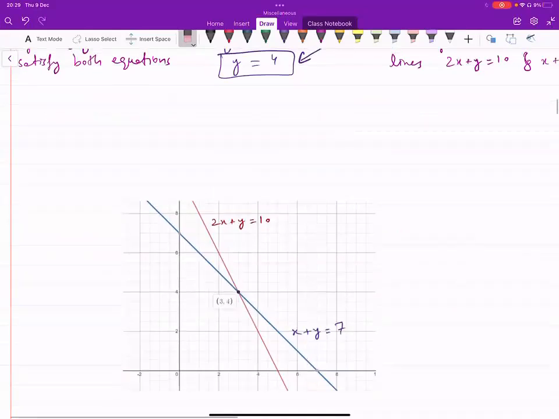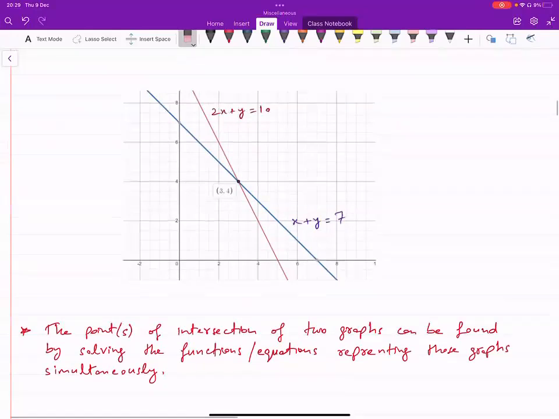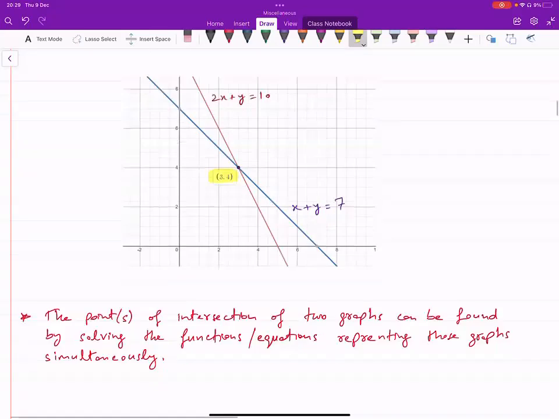So you can see that on the graph here. 2x plus y equals 10 line hai aur x plus y equals 7 line hai. The point of intersection here is (3, 4), and that's what we found there by solving simultaneous equations. So whenever you have to find the point or points of intersection of two graphs, whether they're both linear, or whether one is a curve and the other is a line, whenever you're looking for points of intersection, you solve those equations simultaneously, okay? And you'll get the points of intersection from that.